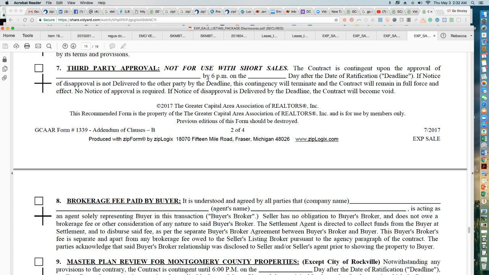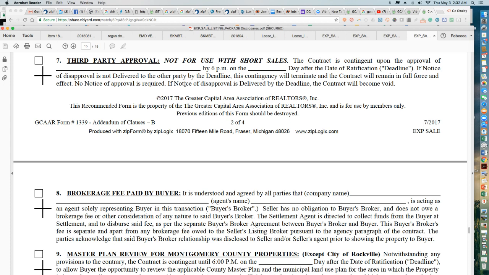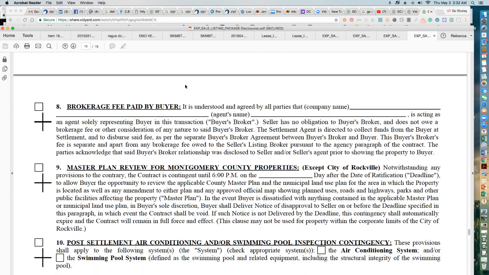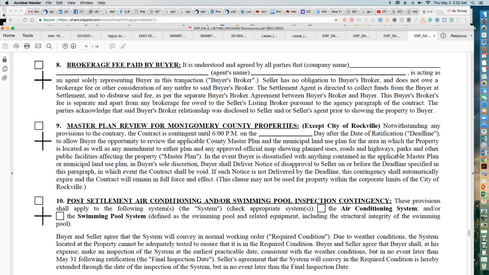Third-party approval, not for use with short sales. So this is not for banks, but would be maybe a parent or maybe a husband or wife or domestic partner is out of town. And so we want to make sure that this third party has time to see what they're obligating themselves to. And so we put in the name of the person and the day or the number of days.